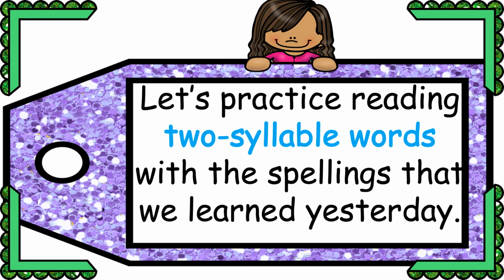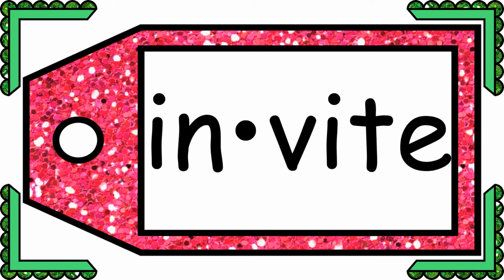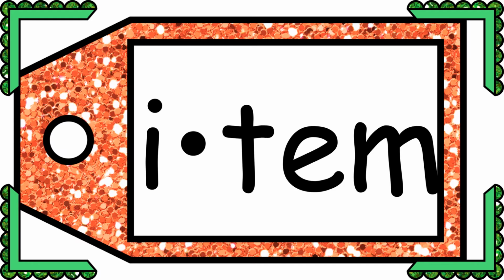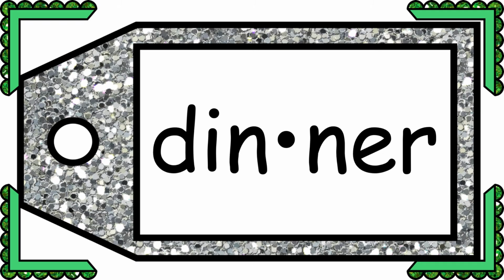Let's practice some two-syllable words with the spelling that we learned yesterday. Okay, look at this word. I want you to break apart your two-syllable words. Invite. You try it first on your own. Item. Now remember, the I alone is going to say I. So if the syllable ends in I, it's an open syllable, and it would say I. Try it.